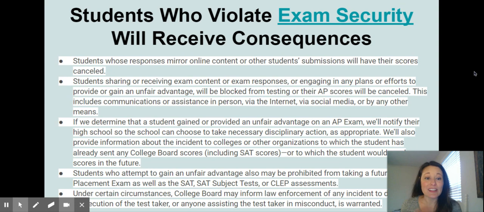They're saying that they're going to tell West if they catch you doing some sort of violation of exam security. They're also saying that they'll tell the colleges that you want to submit your scores to that you attempted to violate exam security on this exam. They're also talking about preventing you from taking future AP exams, the SAT subject test, etc. They're even using informing law enforcement in the language of this announcement. So we've got to be really, really careful to make sure that everything you write is in your own words so that you are not in any danger of having your score canceled or even bigger consequences.